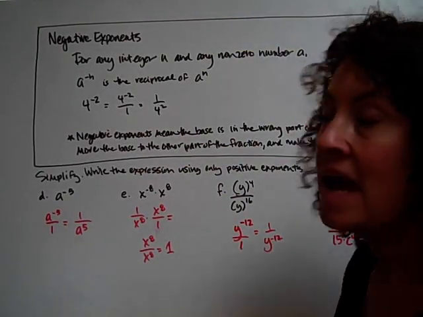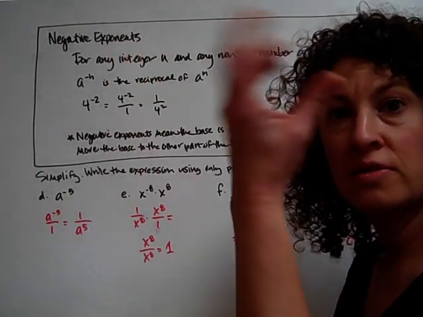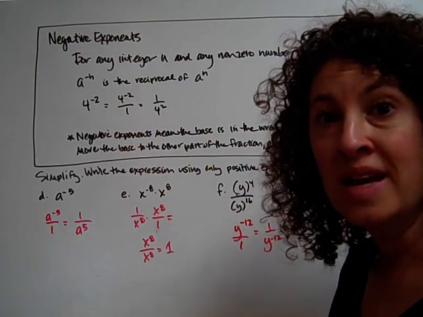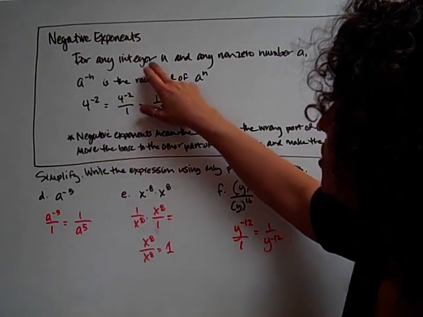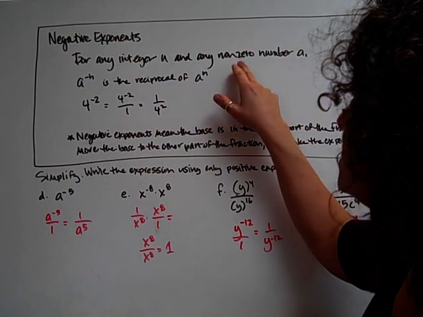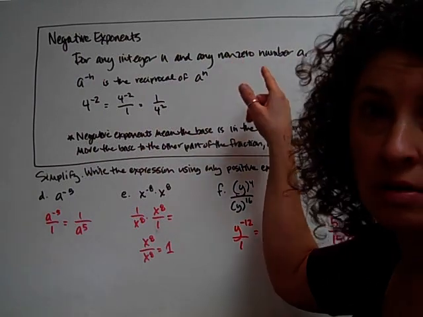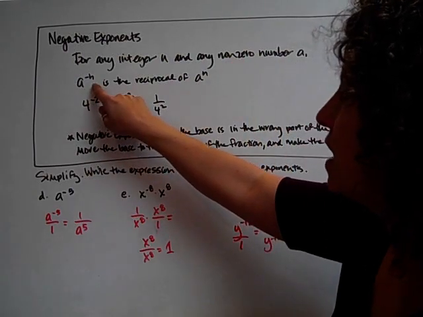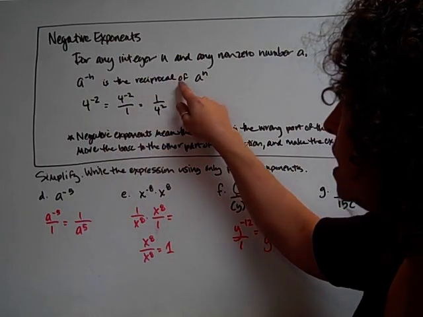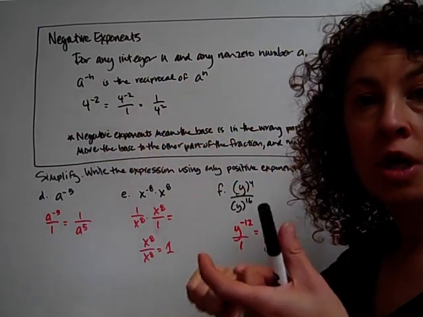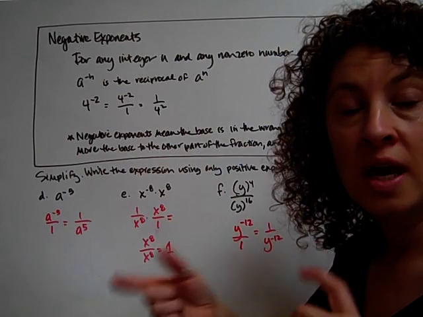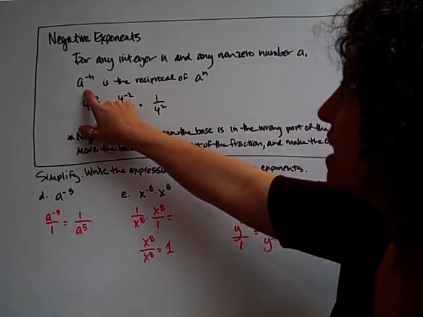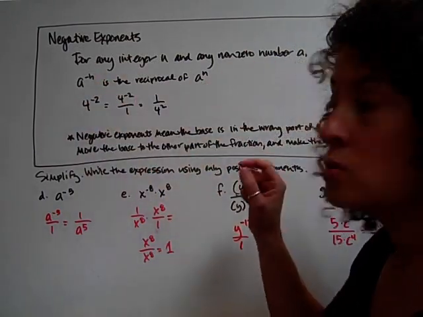Let's start talking about negative exponents. We've dealt with positive, we've talked about a 0 exponent, let's talk about a negative exponent. For any integer n and any non-zero number a, we're not talking about 0 as our base, a to the negative n power is the reciprocal of a to the n. So remember, if we talk about reciprocals, if I multiply those two together, I will get 1. So a to the negative n times a to the n is going to be equal to 1.